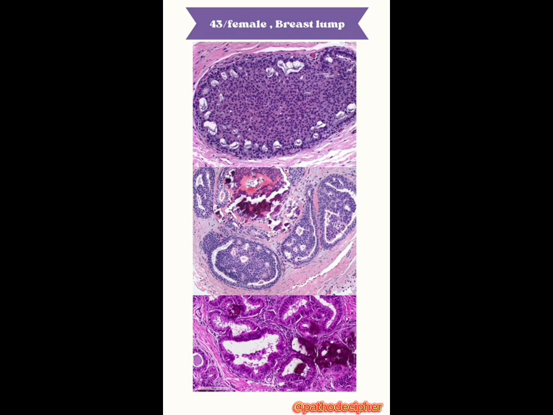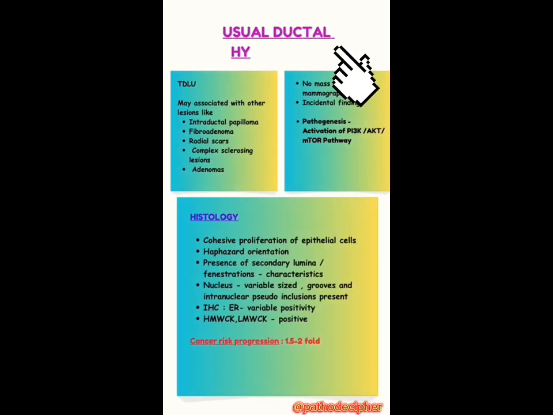So first we'll discuss, according to the WHO Blue Book recent edition, what we have to know about the benign precursors of the breast lesion. First, moving on to usual ductal hyperplasia, which arises from the terminal ductal lobular unit, and it may be associated with other lesions like intraductal papilloma, fibroadenoma, radial scars, complex sclerosing lesion, and adenomas. They don't usually present as a mass. It's an incidental finding, and the pathogenesis is more due to the activation of the PI3K AKT mTOR pathway.